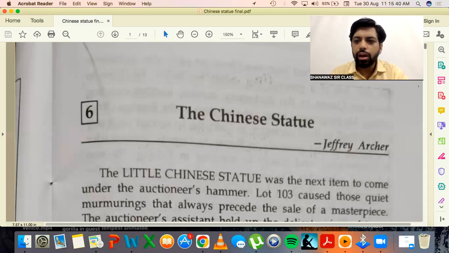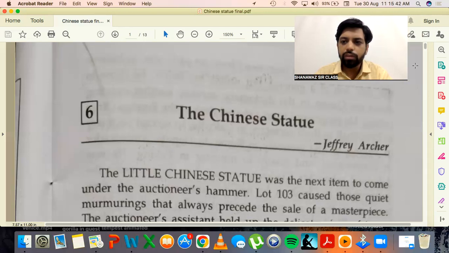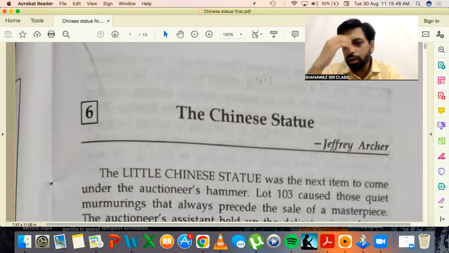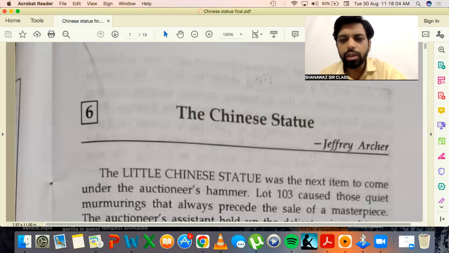So Jeffrey Archer, this writer, is normally famous for writing stories for which he is often accused of wanting to create the impression that English people are superior and non-English people are not so superior. And in this story too, we find this colonial superiority all over the story. So let's see the story in detail.